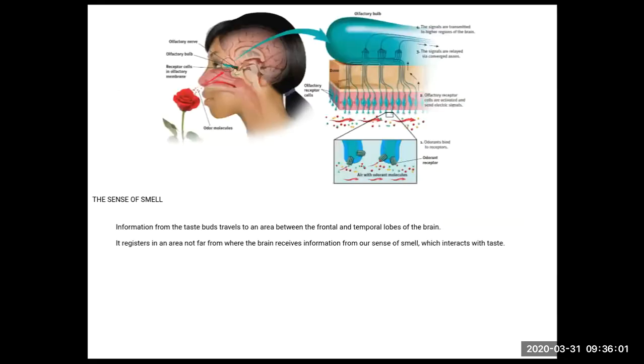The last sense is the sense of smell. Remember, this is the only one that does not go through the thalamus. Just like the information from the taste buds that travels to an area between the frontal and temporal lobes of the brain on the underside, smell is adjacent to that. So taste and smell are basically decoded by the brain in the same area. They're right next to each other, and so that means they're both chemical senses and they both interact.